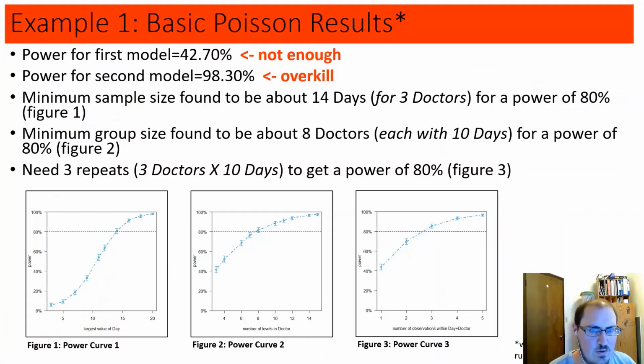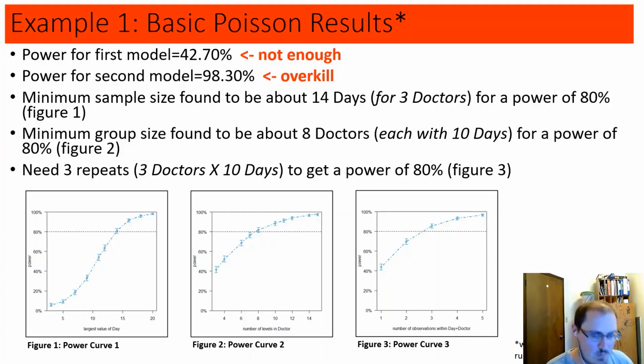We're back here to the results. This just shows those graphs we created in RStudio again. So what we saw for the first model, there was not enough power. For the second model, where we increased the number of days, was overkill. So then we went on to create these different power curves to find that sweet spot. So it looks like for when we increased day, the minimum sample size to get 80% was about 14 days. So that's 14 days per 3 doctors.